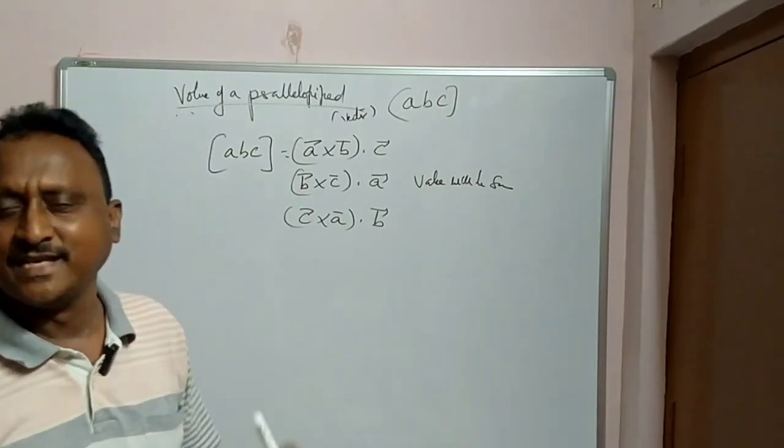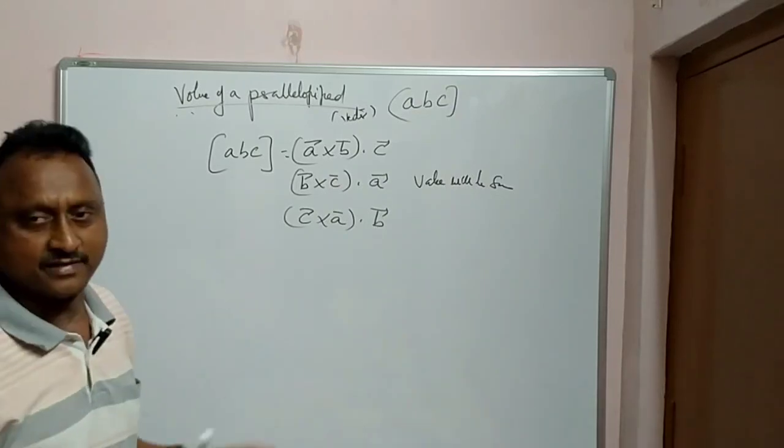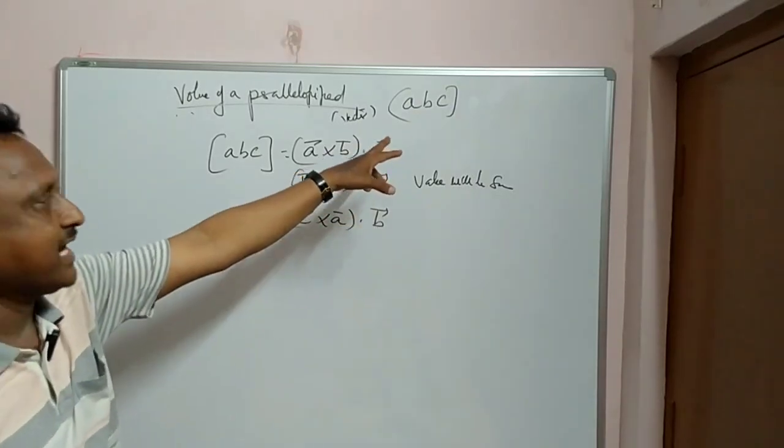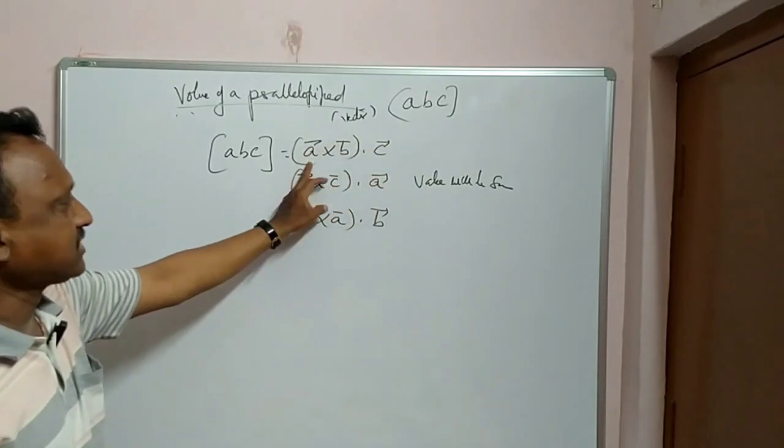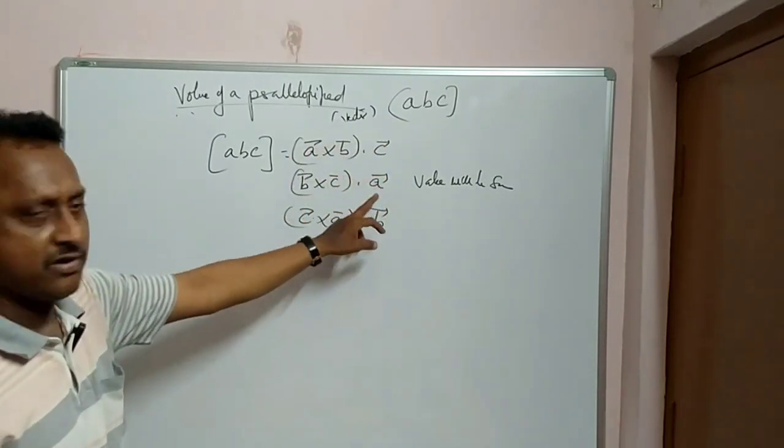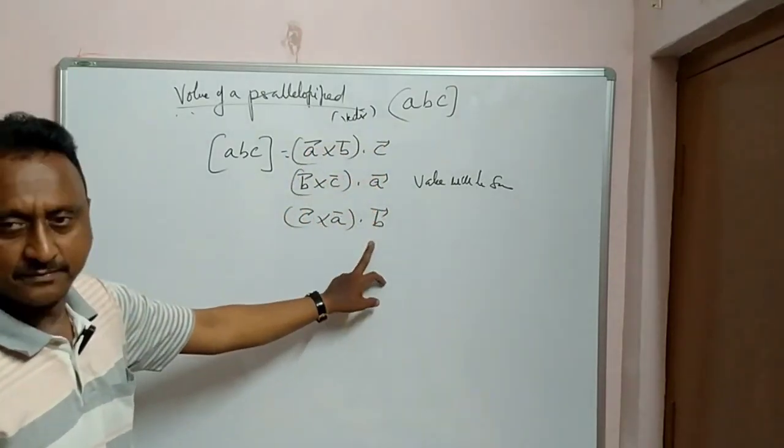This is also called as scalar triple product of vectors. Simply in mathematics you will be calling as box ABC. A cross B dot C. B cross C dot A. C cross A dot B. Clear?